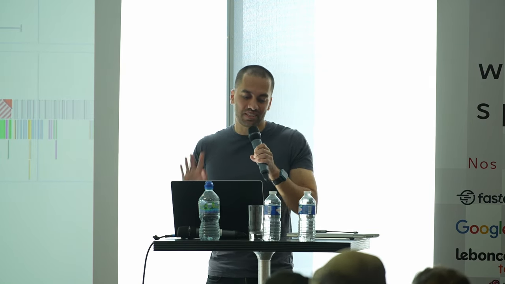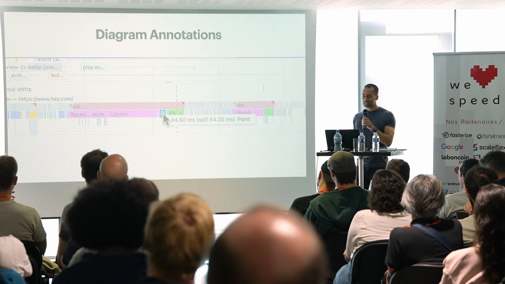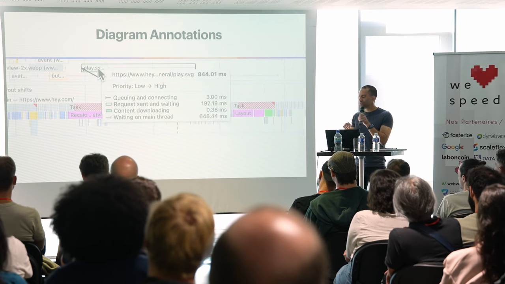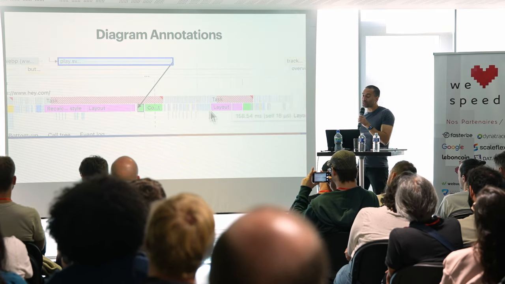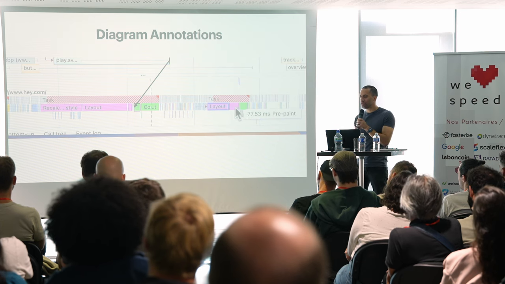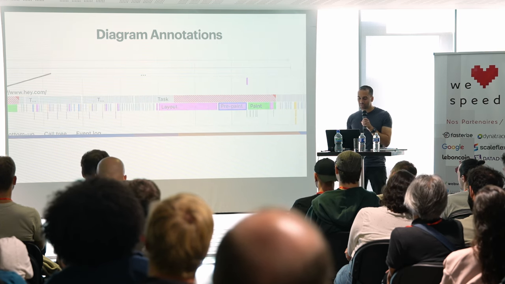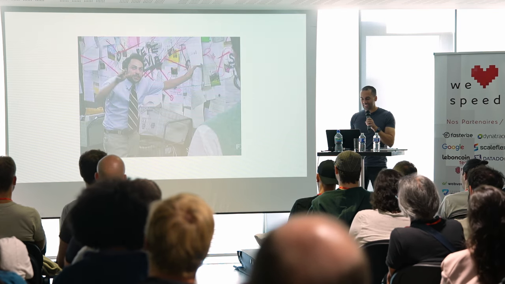Diagram annotations are interesting. You right-click on a record and you select link entries. This allows you to link between records in the performance panel, which is interesting. I did try to force myself to use it, couldn't really get the hang of it, but I thought I'd mention it just so you're aware. When I did force myself to use it, I felt a bit like this, and it was a bit overwhelming.